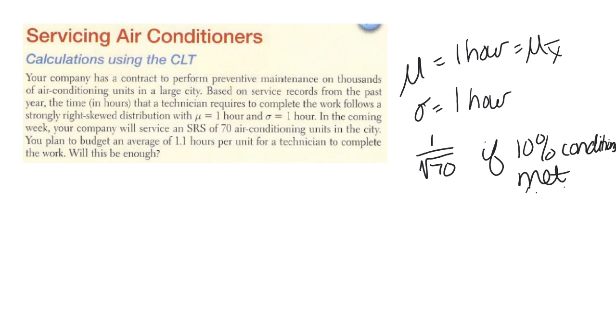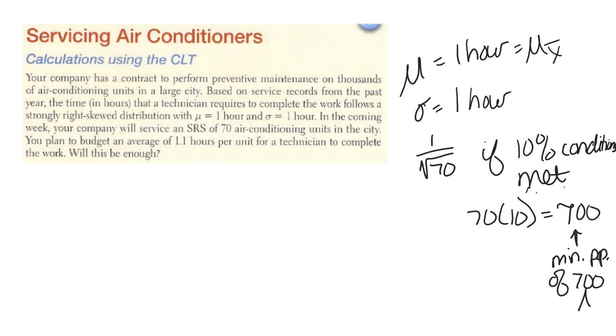So we need to go ahead and check those real quick. If we think about it, we're in a large city, so we need a minimum population of at least 700 air conditioner units. I would say in a large city that you're pretty good. You would have more than 700 air conditioners. So your 10% condition is met, right? 70 is less than 10% of all AC units.